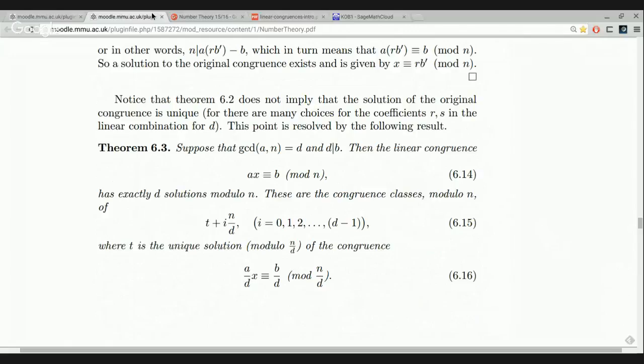So n over d is 5 in this example. So it's just saying it's t plus every multiple of 5 you get, and the multiples you take are 0 up to d minus 1. Now what is the t?